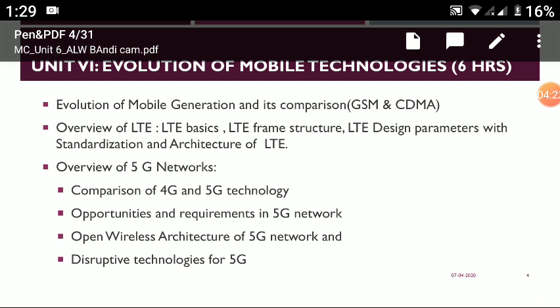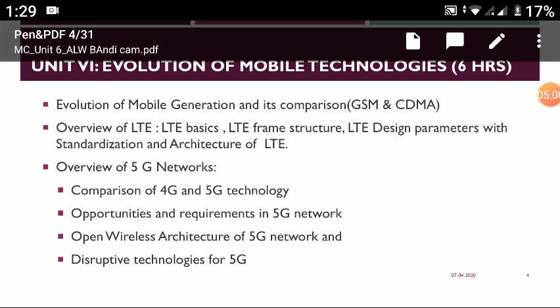And right now most of the people utilize the GSM technology. The overview of the LTE, that is nothing but the Long Term Evolution of the mobile communication system. LTE basics, LTE frame structure, LTE design frame parameters with the standardization and architecture of the LTE. LTE is nothing but the 3.9 generation of the mobile telecommunication system. And after that, the 4G generation of the mobile communication systems came into the picture for implementation in various countries. And then the overview of the fifth generation network.